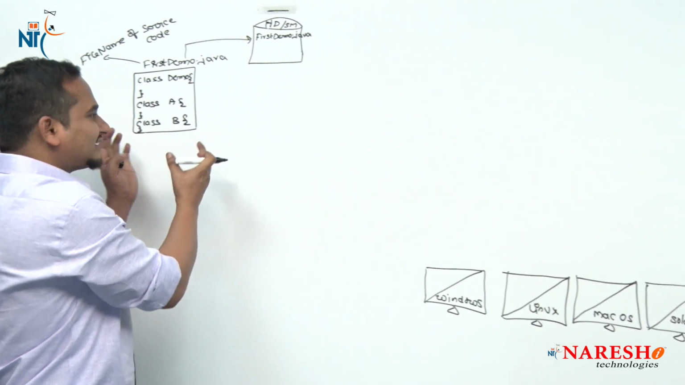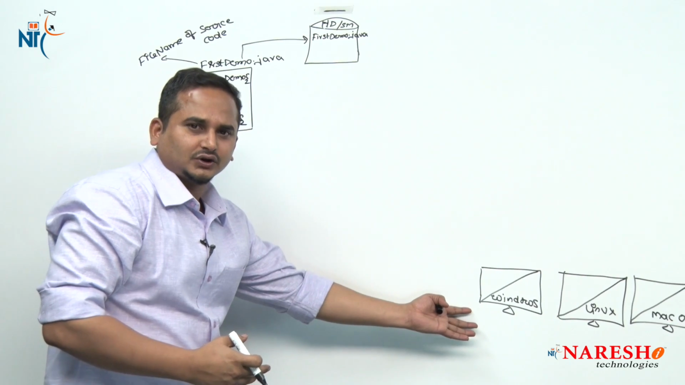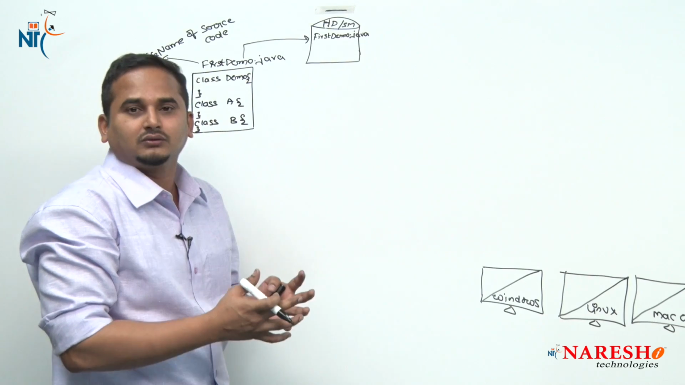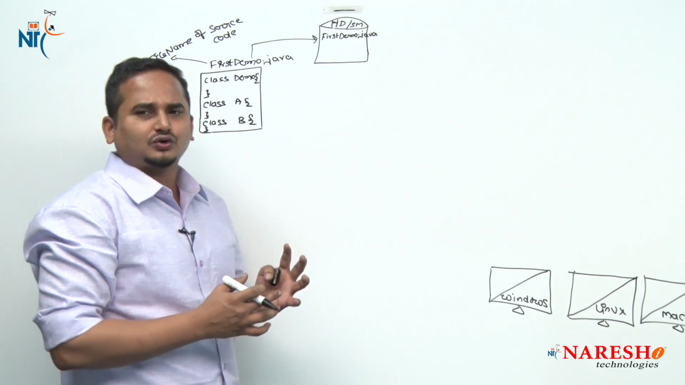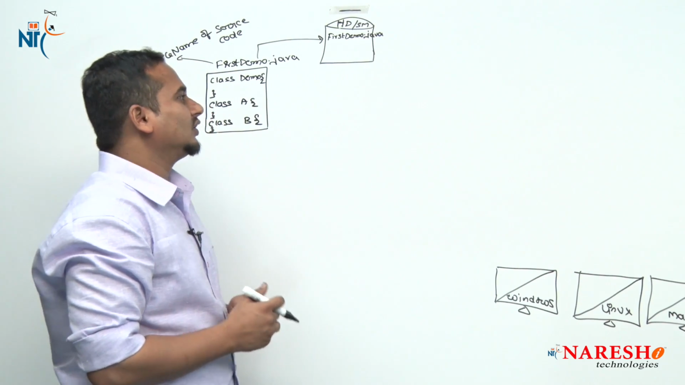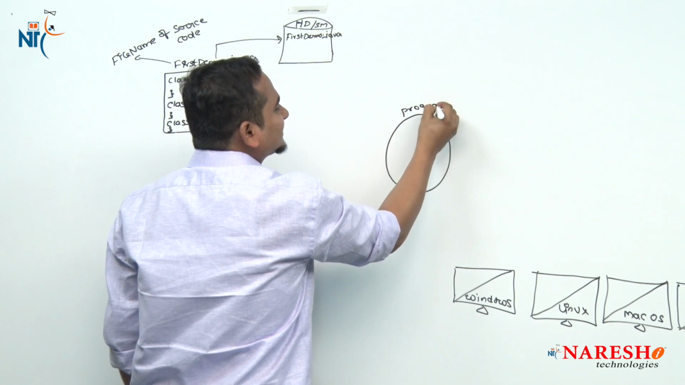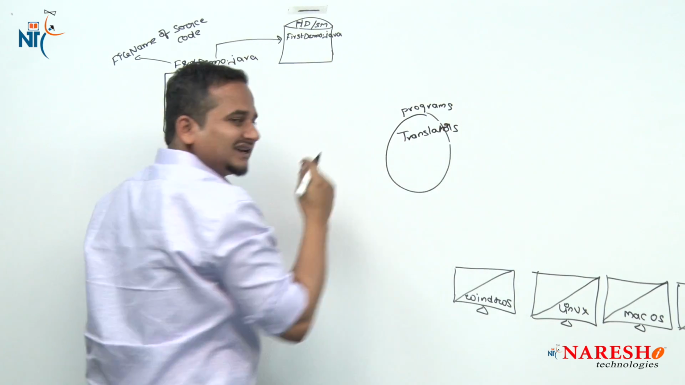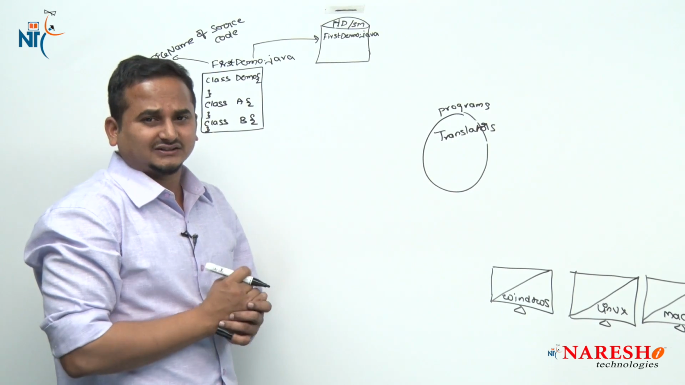Now I want to execute this source code on the machine. If you want to execute the source code on the machine, first we need to convert this source code to executable code. If you want to convert the source code to executable code, definitely we require some programs. Those programs we can call translators. Now Java mainly provides two types of translators.